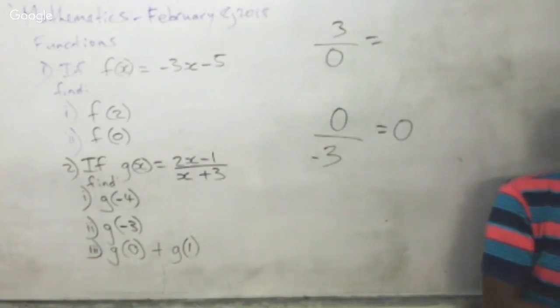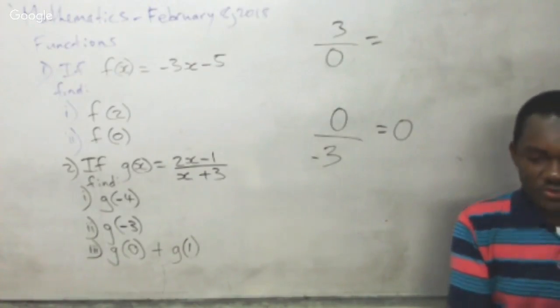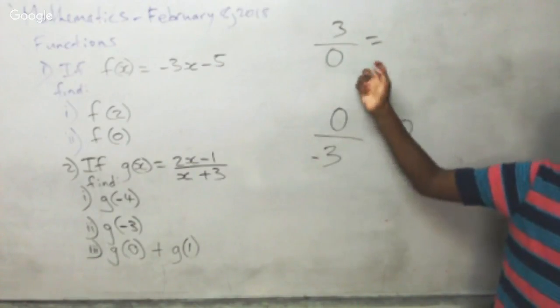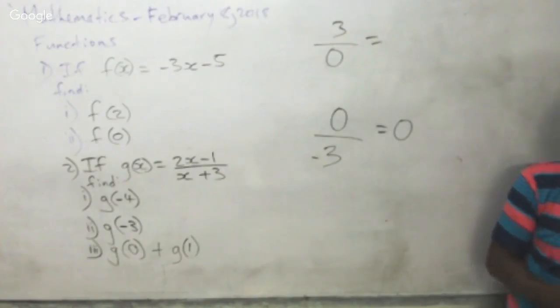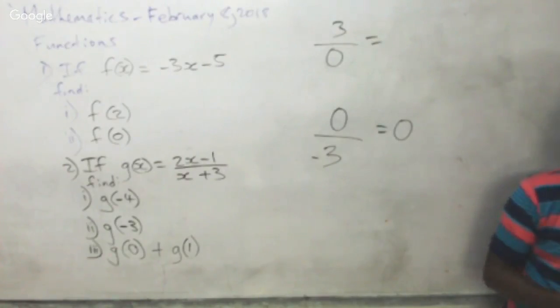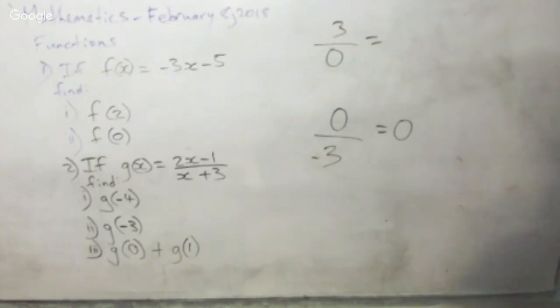All right? So your result for this is undefined. Because if you could divide by 0, it would be such a large number that the number could not be written out.